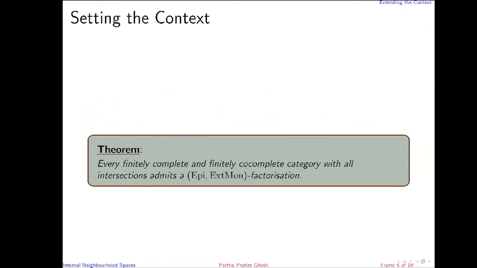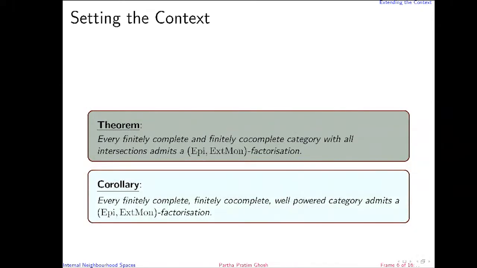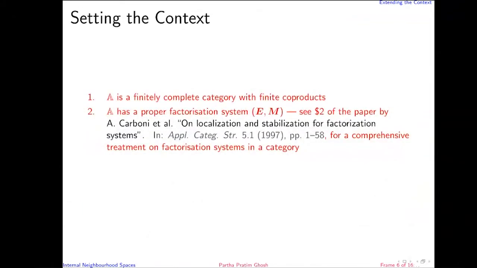Now, do we have such categories? So any finitely complete and finitely co-complete category with all intersections has an epi and extremal mono factorization. So we are not actually in the air. So every well-powered category, that means if you have a set of sub-objects, which is finitely complete and finitely co-complete, we will have this.